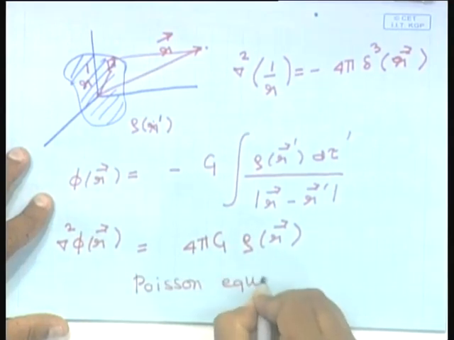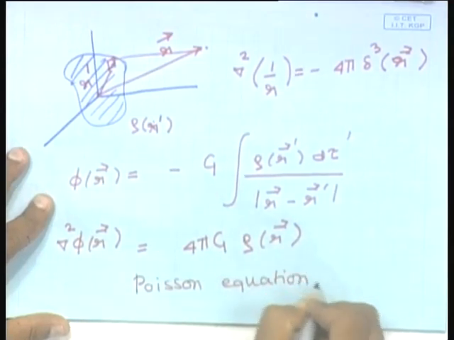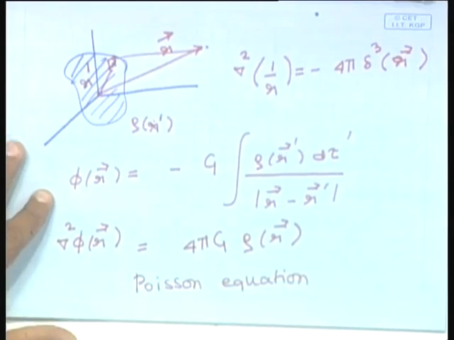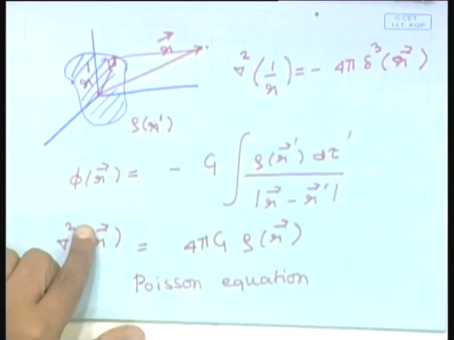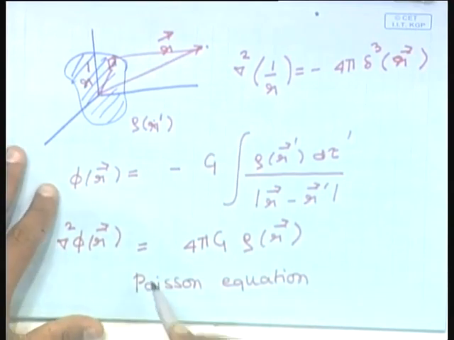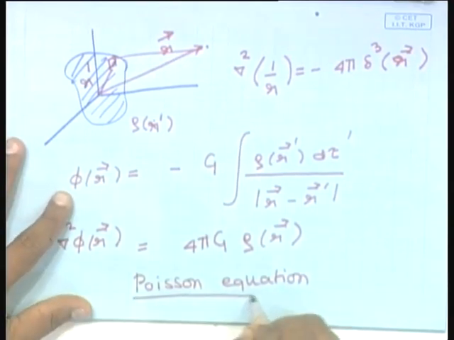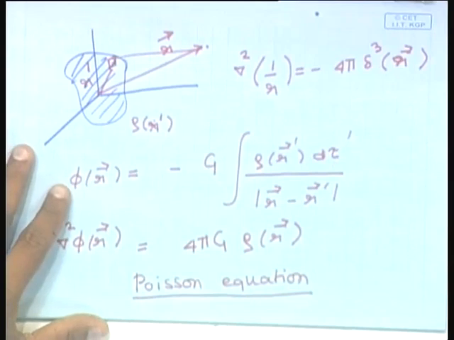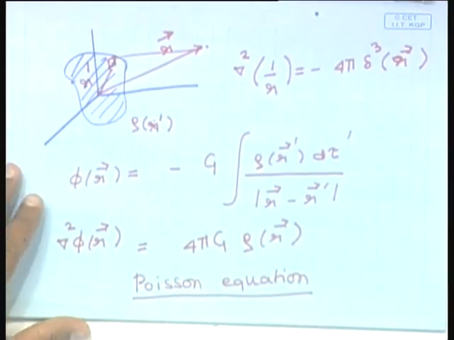It has exactly the same information content as Newton's law of gravity. Right, the gravitational potential is a Newtonian gravitational potential. The minus gradient of this will give me the gravitational attraction, acceleration. Okay. So, this is the Poisson equation. It expresses Newton's law in a differential form.